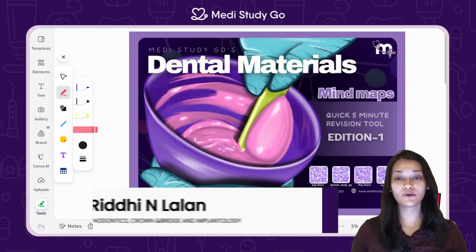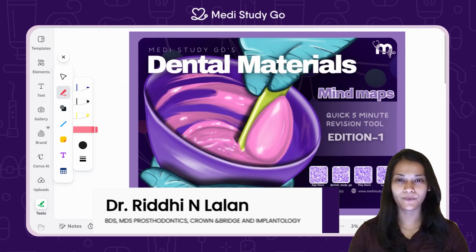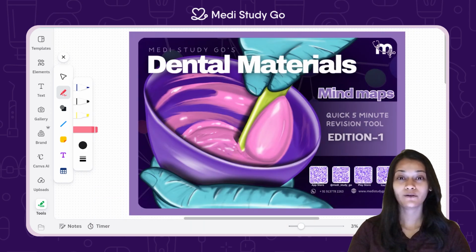We are now moving to a very interesting topic. Is it going to be important from exam point of view? Definitely. Would you ever get a chance to do it in your college? No. Are you ever going to do it in your clinic?